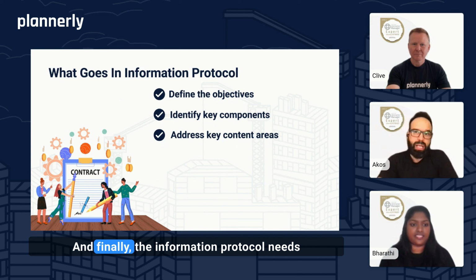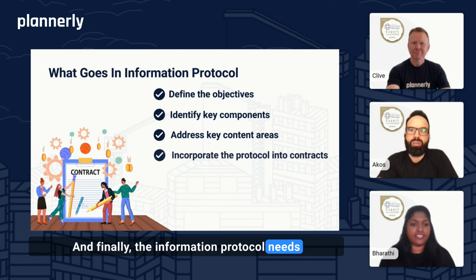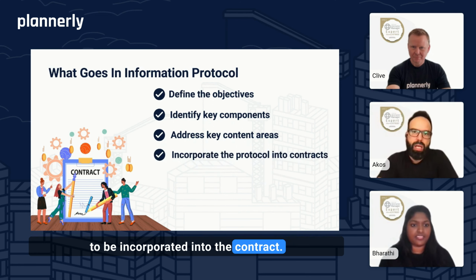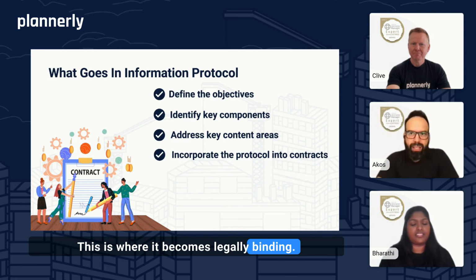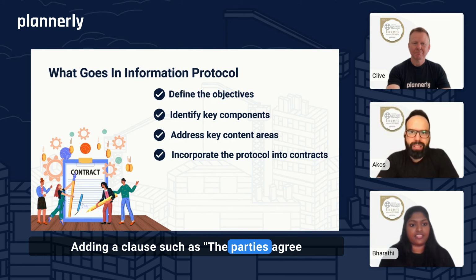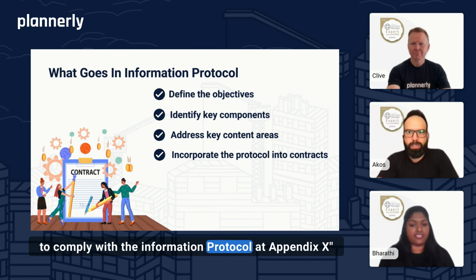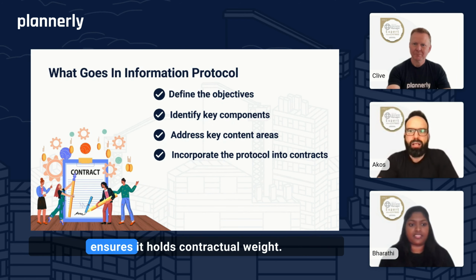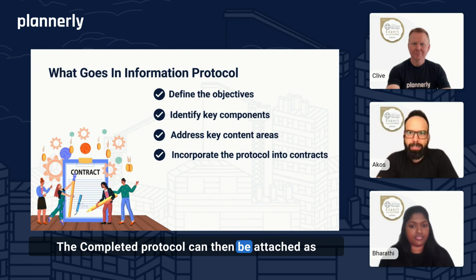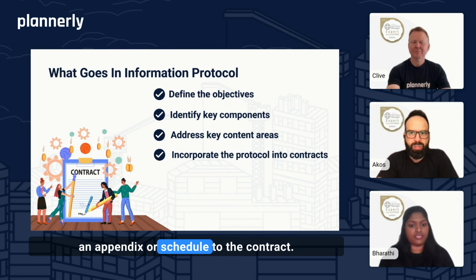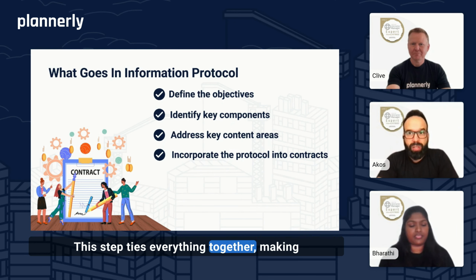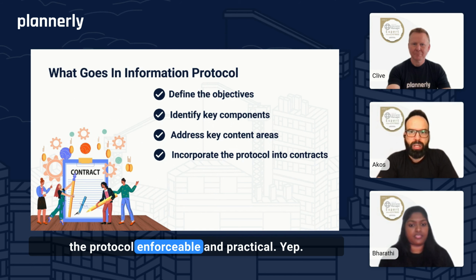And finally, the information protocol needs to be incorporated into the contract. This is where it becomes legally binding. Adding a clause such as "the parties agree to comply with the information protocol at Appendix X" ensures it holds contractual weight. The completed protocol can then be attached as an appendix or schedule to the contract. This step ties everything together, making the protocol enforceable and practical.